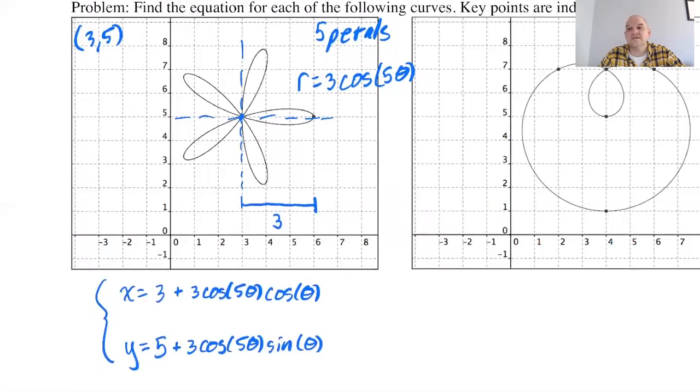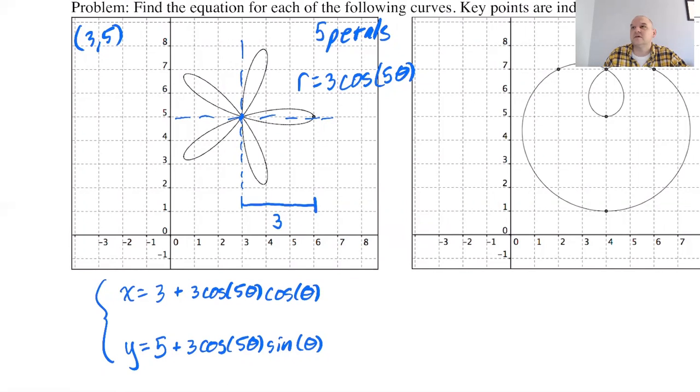So for rose curves, decide whether it is sine or cosine. Once you've made that decision, how many petals are there, right? And don't forget, if it's an even number, you get 2n petals. So if you see 8 petals, then n is actually 4. And then figure out where the origin is. Just do all the polar stuff that you know how to do.